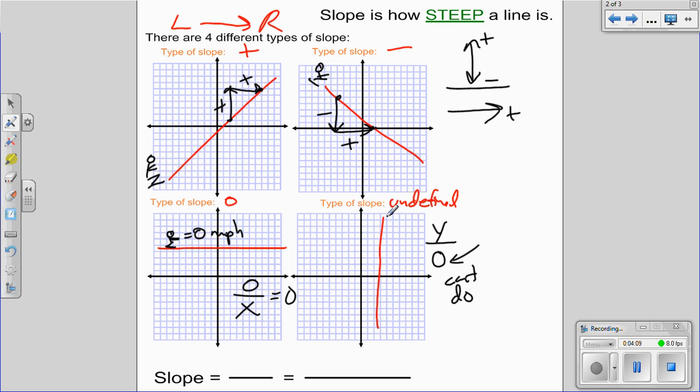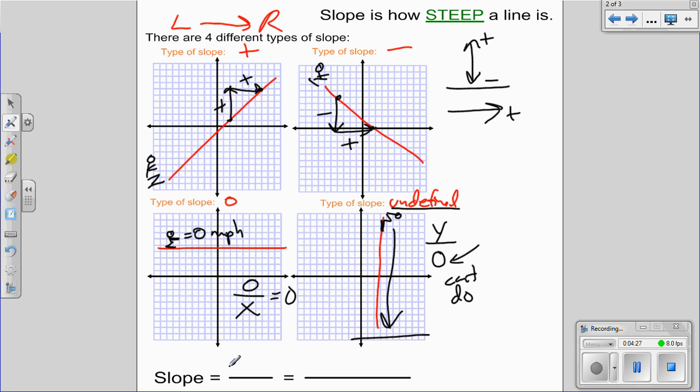Now, if I ask you to ski down the side of a building that's perfectly straight up and down, what's going to happen? You're going to crash and probably die. So is it possible to ski down a vertical slope? No, it's impossible, therefore it's undefined. So the reference of a skier is a good way to do that.